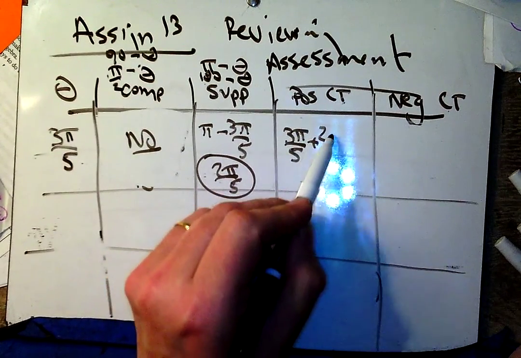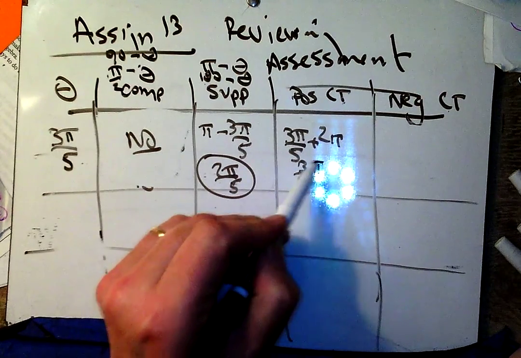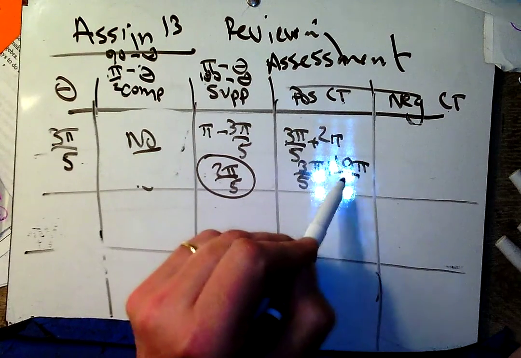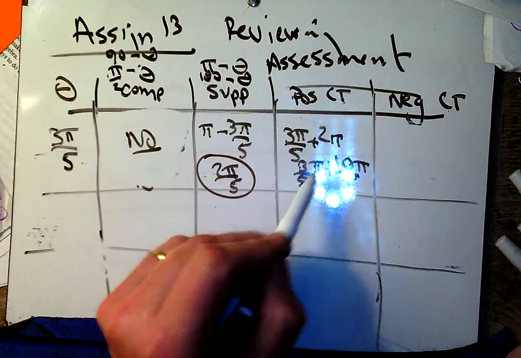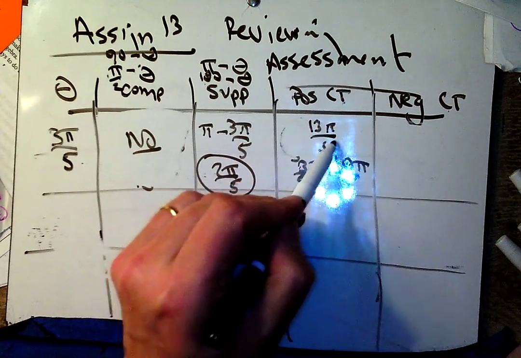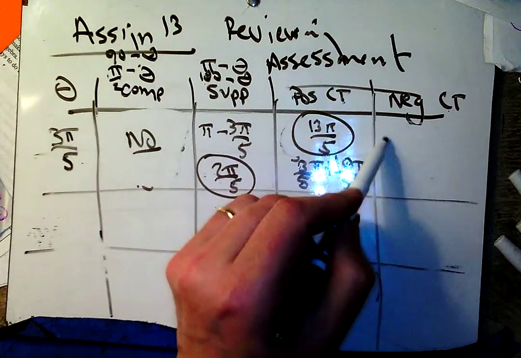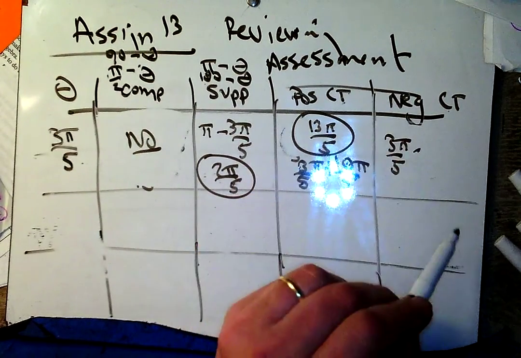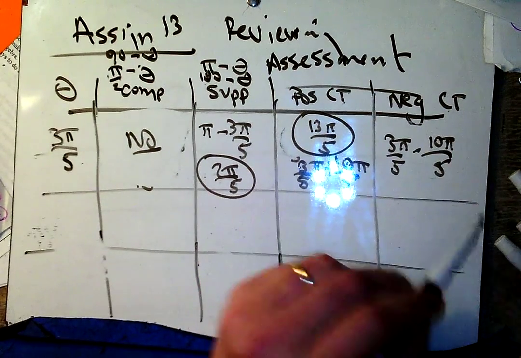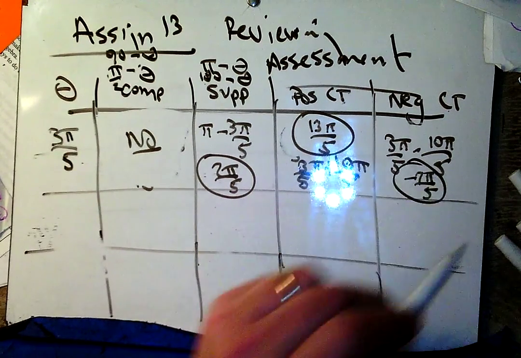Positive coterminal angle? Sure, I can do that. I just have to add 2 pi. Well, 2 pi is the same as 10 pi over 5. So 3 pi over 5 plus 10 pi over 5 is going to be 13 pi over 5. And a negative coterminal angle, I'm going to take 3 pi over 5 and subtract 2 pi. Subtract 10 pi over 5. And I get negative 7 pi over 5.